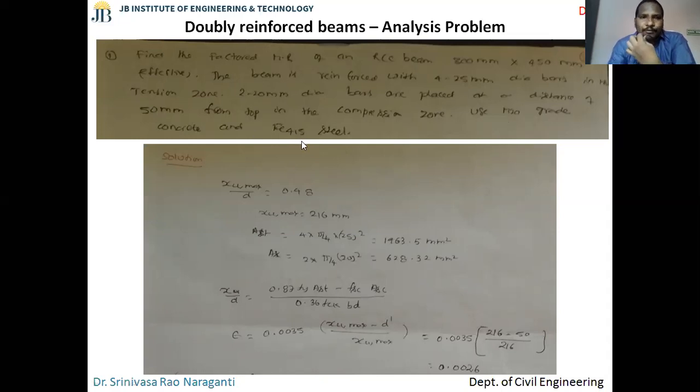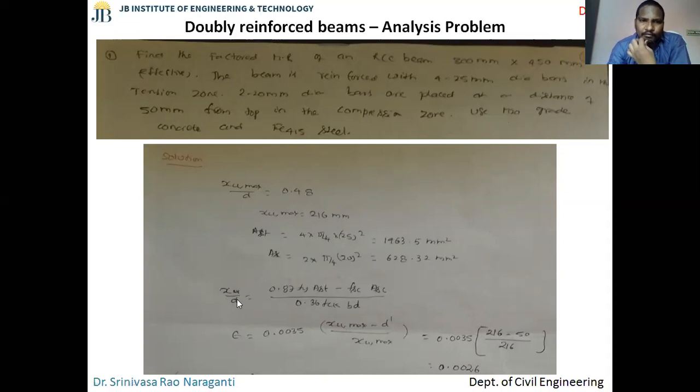So again, based on the steps, I'll find out what is the XU max first. I found XU max based on page number 70. If you look at page number 70 of the IS code, for Fe415 steel XU max by D is 0.48. D value is given as 450, so 450 into 0.48, I get 216. Now I'll find out AST, 4 bars of 25 mm diameter, and ASC, 2 bars of 20 mm. So I just found the area of reinforcement.